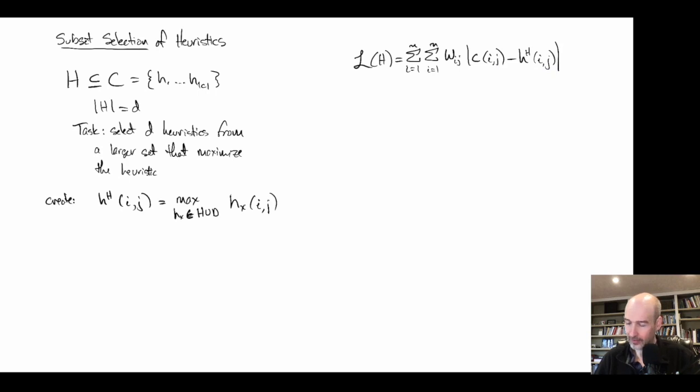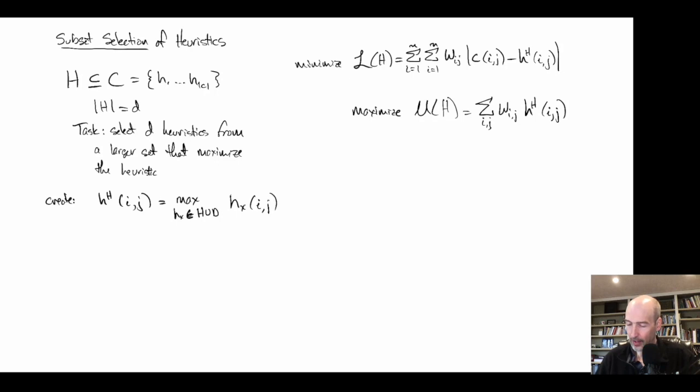And so this is a loss. We want to minimize this loss. But we can formulate this as the same thing as maximizing a different quantity, which we'll call U, sort of our utility of the set of heuristics. And this is just going to be the sum over i and j of W of ij times h of ij.